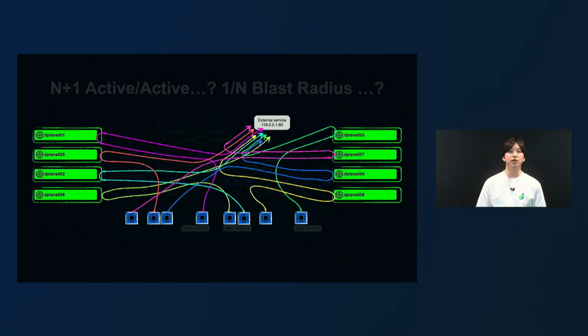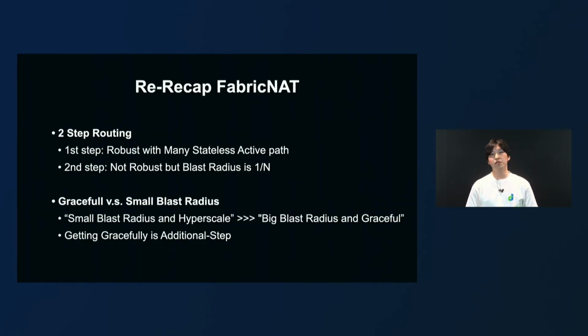This is the case even if you have increased the VMs that use NAT or added dplane nodes. For example, this FabricNAT cluster has 8 dplanes. Even if dplane 4 goes down, it will affect only one VM, which means the blast radius is 1 over n again. Now you'd have a better picture of the advantages of FabricNAT.